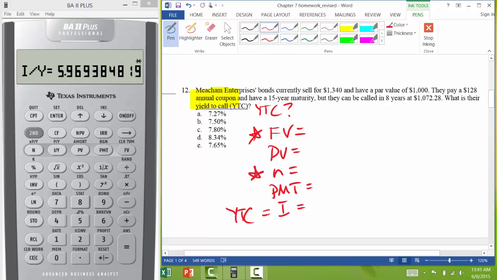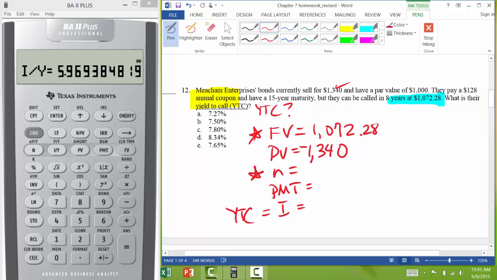So the future value is going to be the call price. It says they can be called in 8 years at $1,072.28. So I'm going to put that in as the future value, 1,072.28. And the present value is what the price is right now. And it says the bonds currently sell for $1,340. So that's a negative because it would cost us that amount.